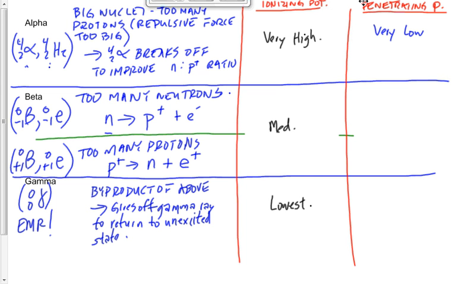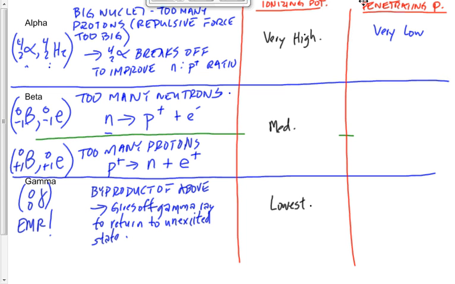Alpha particles have such a low penetrating power that one or two sheets of paper literally will shield you from alpha particles. It's incredibly low penetrating power. My clothes would shield me from alpha particles. A couple sheets of paper would shield me from alpha particles. The penetrating power is very, very low.